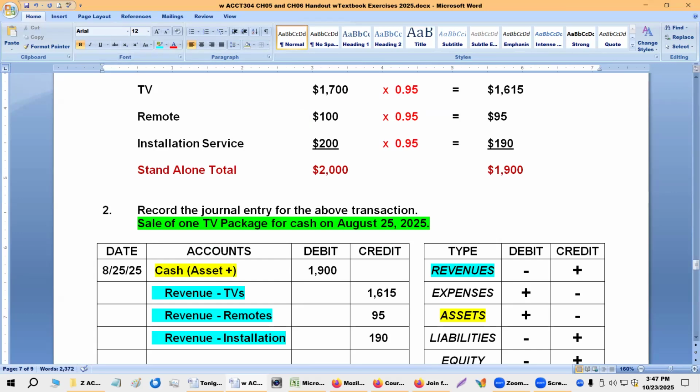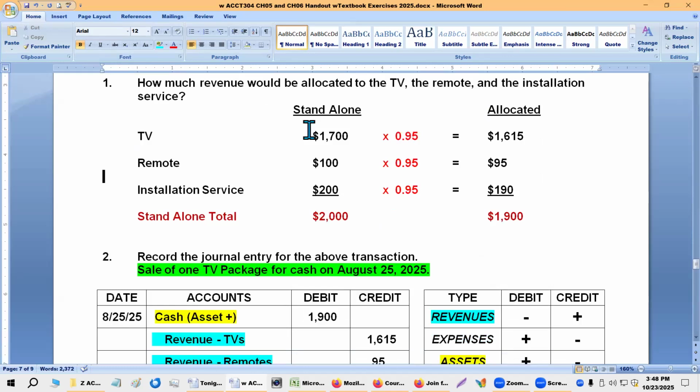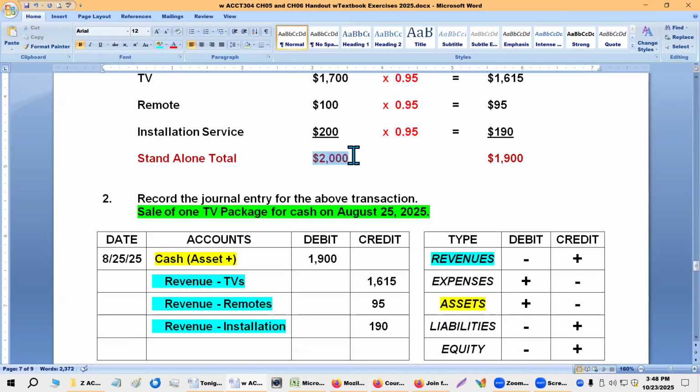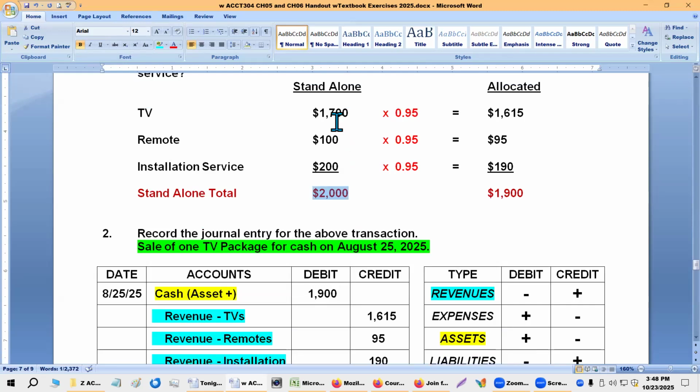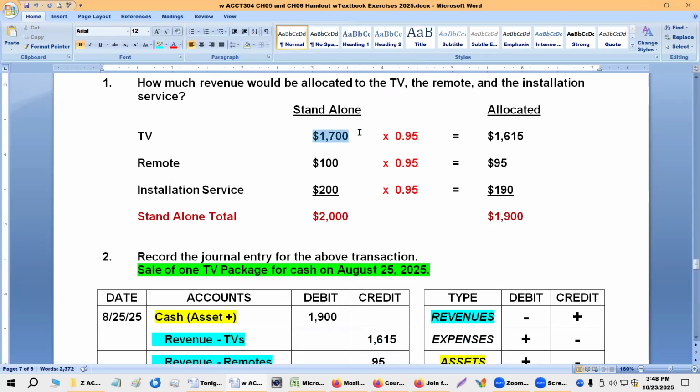I guess the TV package saves them 5%. Yeah, that's exactly it. And the book will show you to break these up into a percentage for each one, and then use that percentage from each one to multiply by the 1900. So, for instance, 1700 divided by 2000 would be, what is that? 85%. I think it's like 85%. So you take 85% of 1900, and it should come out to this.